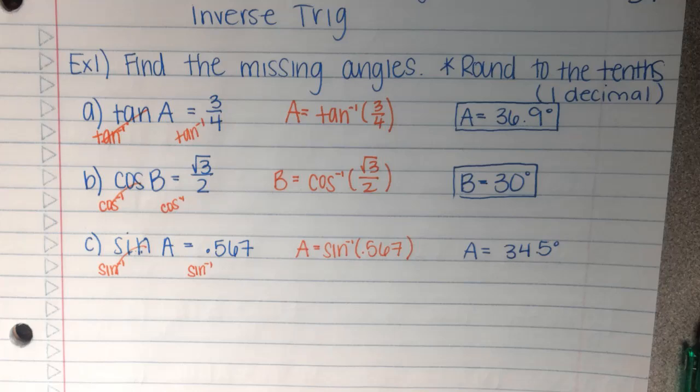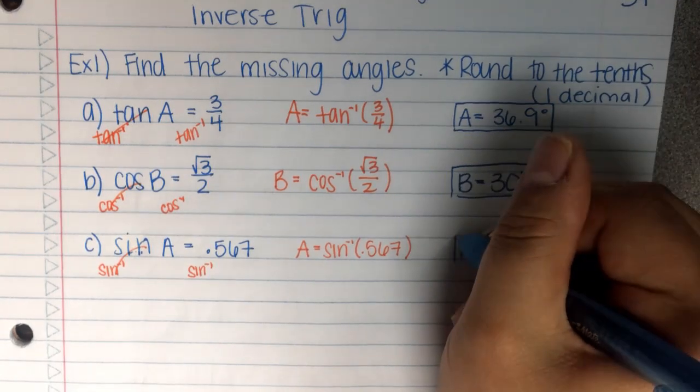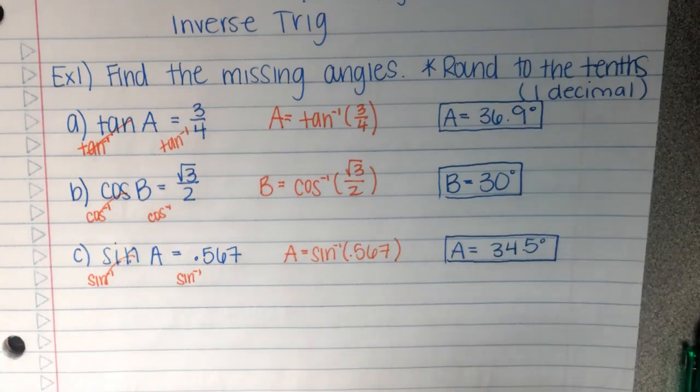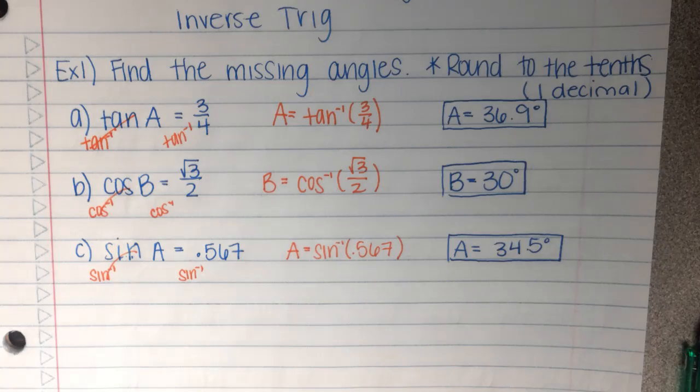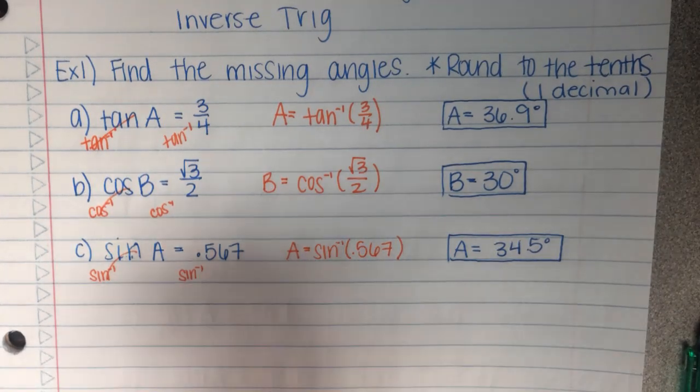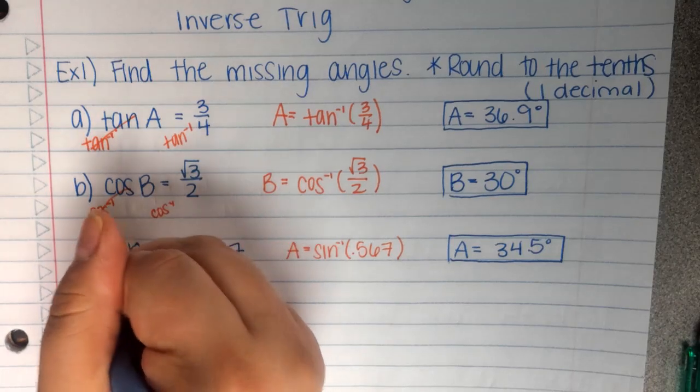34.5. We'll give you a point off. What do you got to write? Degrees. Okay. Are we okay right now? We're learning. I love that. Because we're about to get a little bit more difficult.